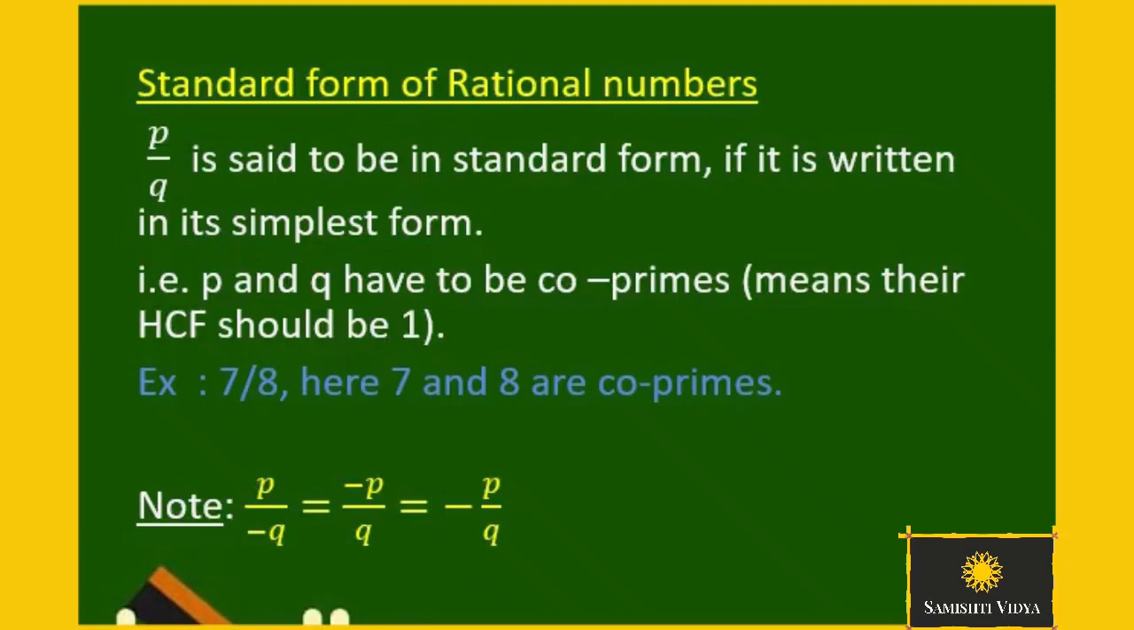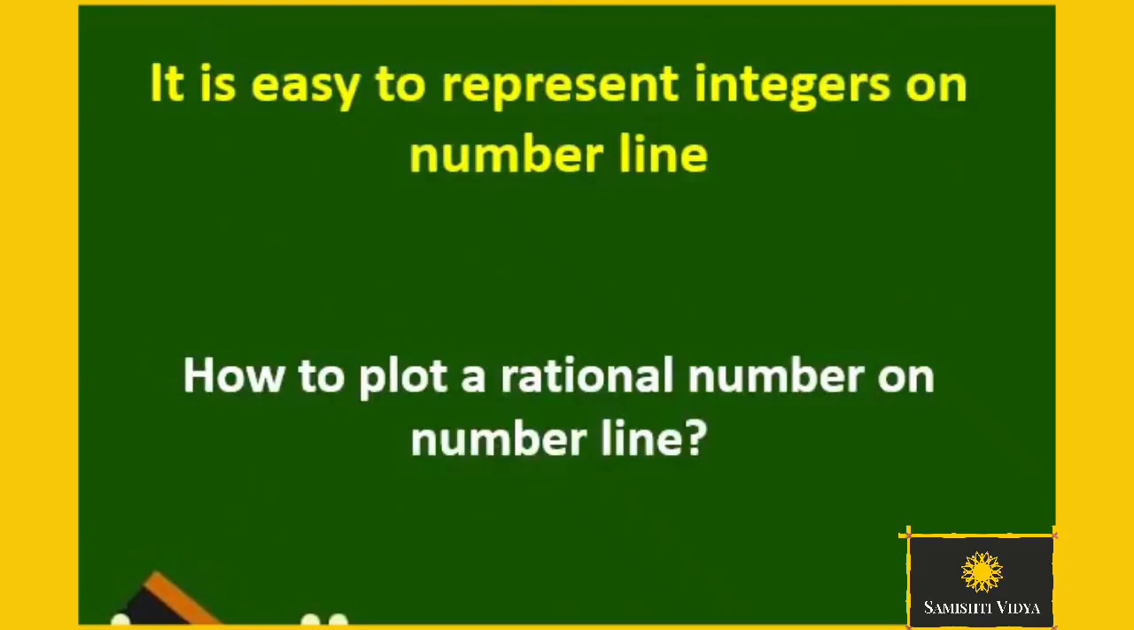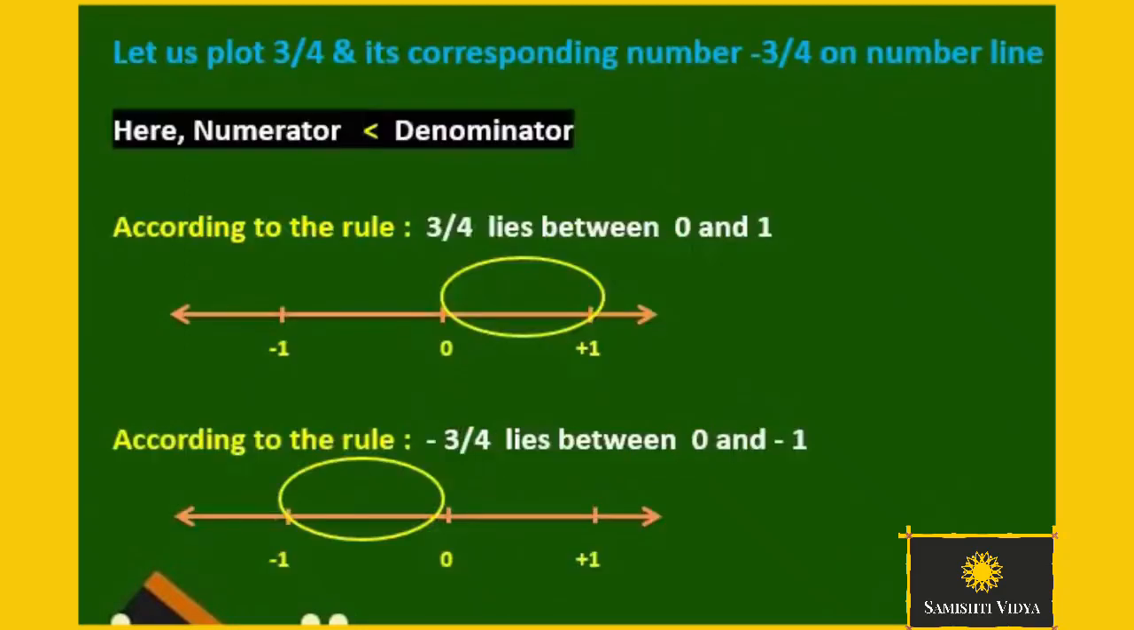Also note that the rational number p by minus q is the same as minus p by q. It is easy to represent integers on a number line. But in today's session, we are going to learn how to plot a rational number on a number line. Let us plot 3 by 4 and its corresponding number minus 3 by 4 on the number line.